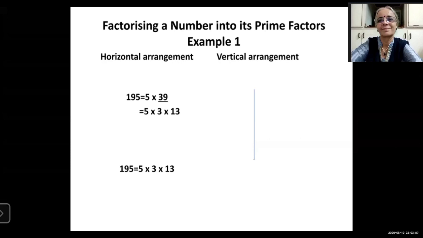Now let's see how this can be written in the vertical pattern. Children, just look, there is a difference. I wrote 3 first because the total 1 plus 9 plus 5 is 15, so it can be divided by 3. So I took out my rough book, I did the division and I got the answer 65. Anyway, it is correct. If I do by 5 first, it is correct. If I do by 3 first, it is correct in multiplication. Okay? And so my final answer is 5 multiplied by 3 multiplied by 13.